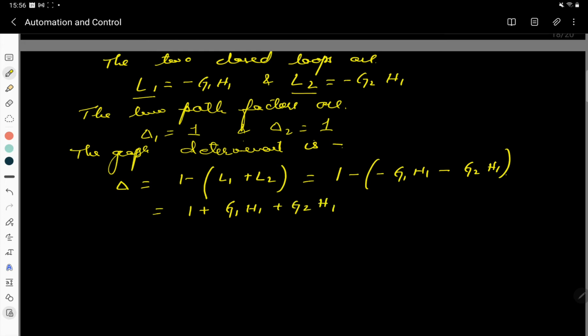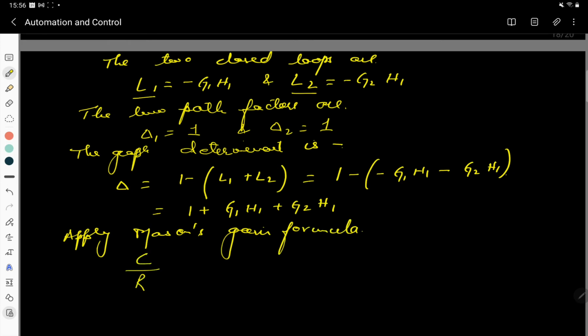All right, so we are applying Mason's gain formula. What will we get? C upon R, that is the output upon input, will be equal to, as we have studied the formula, the summation of Pk delta k upon delta. So P1 delta 1 plus P2 delta 2, upon delta.